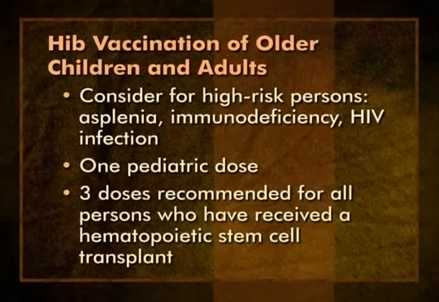This would generally include persons with anatomic asplenia, those who have had their spleen removed, or functional asplenia, those whose spleen is not functional, such as children with sickle cell disease. Vaccination can also be considered for persons with immunodeficiency, including HIV infection. Older children and adults who are at high risk of Hib disease should receive only 1 pediatric dose of any Hib conjugate vaccine. A series of 3 doses of Hib vaccine is recommended for all persons who have received a hematopoietic stem cell transplant.